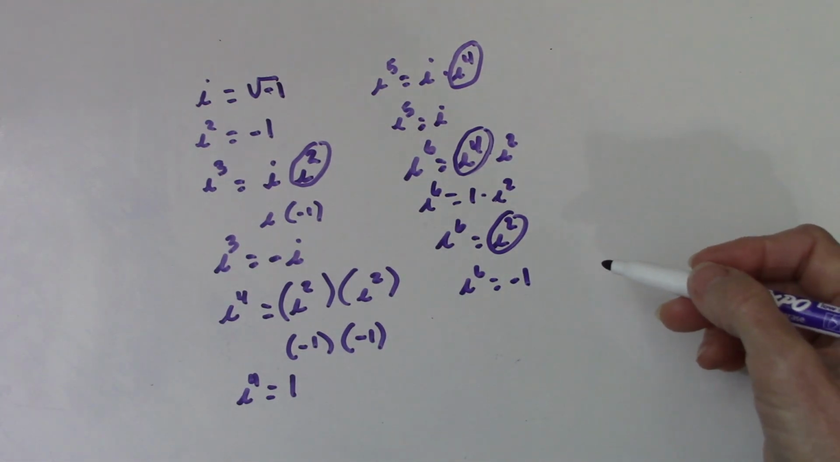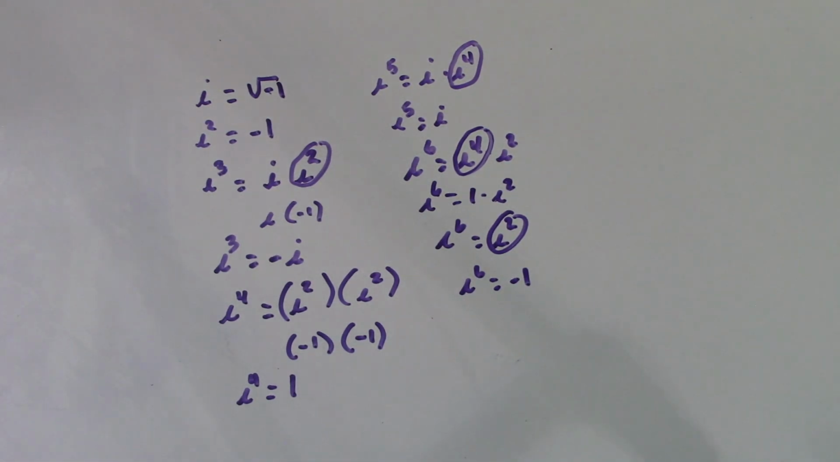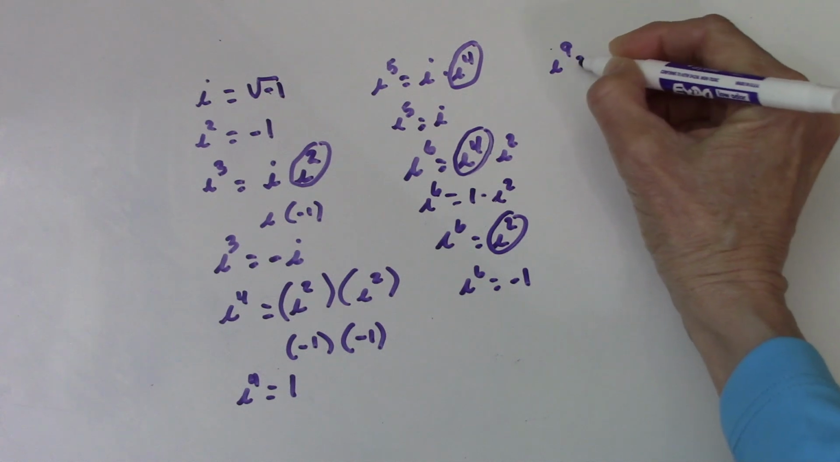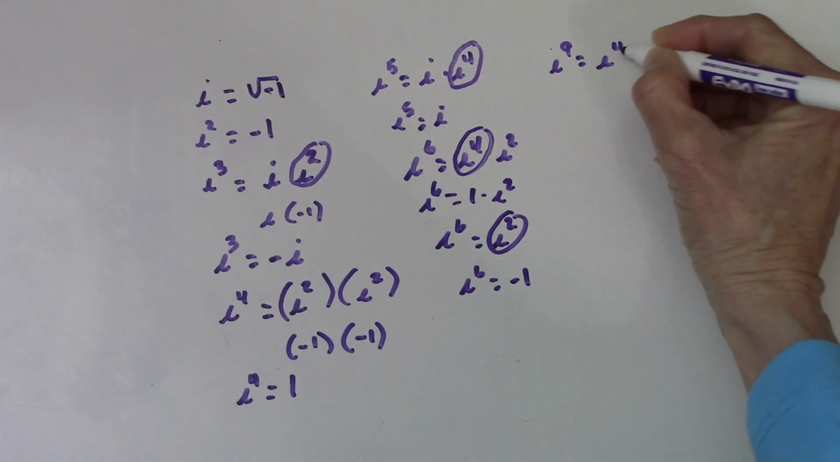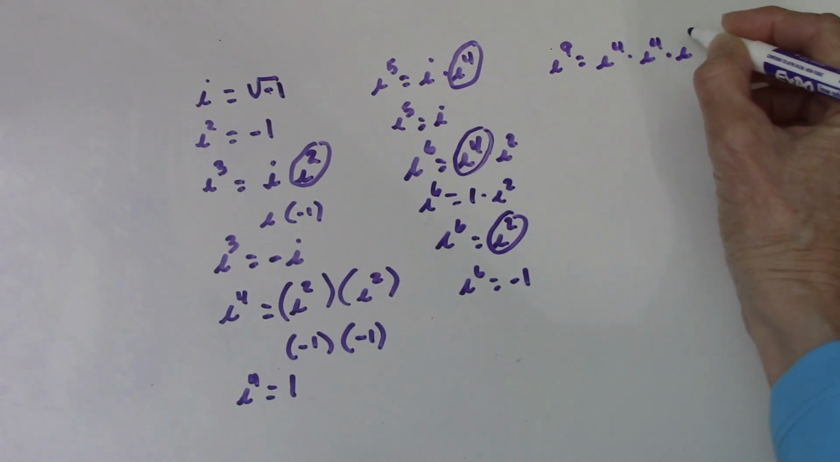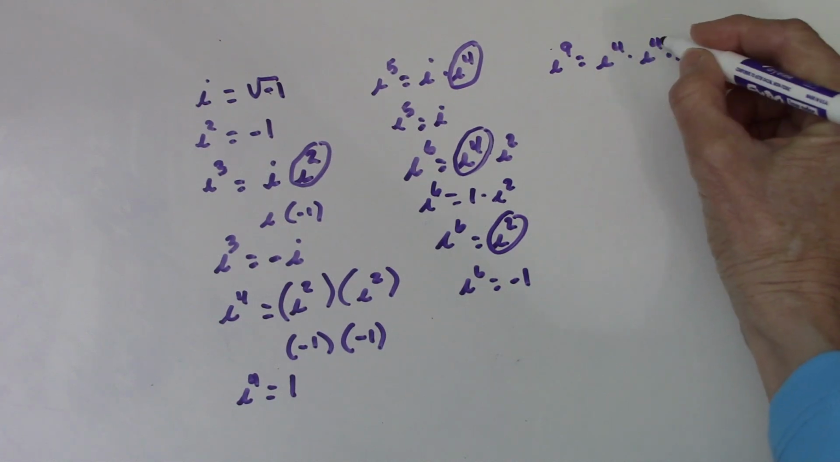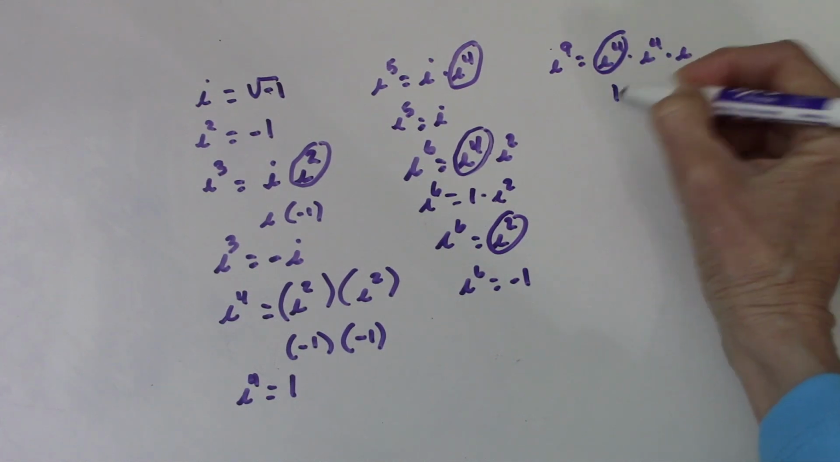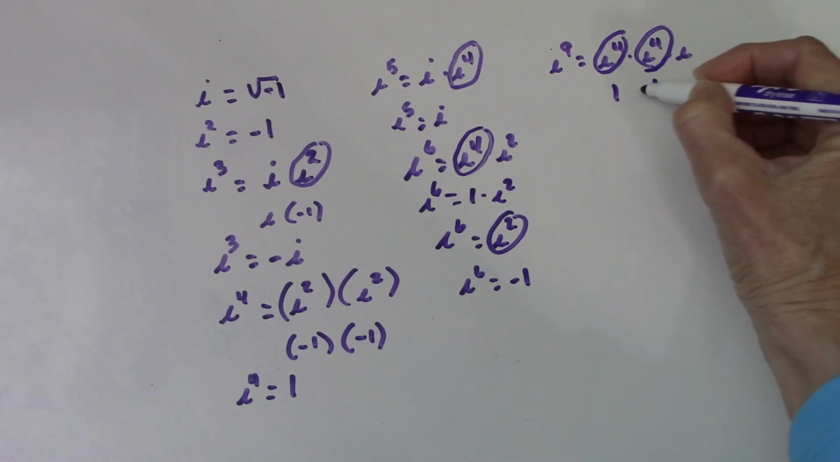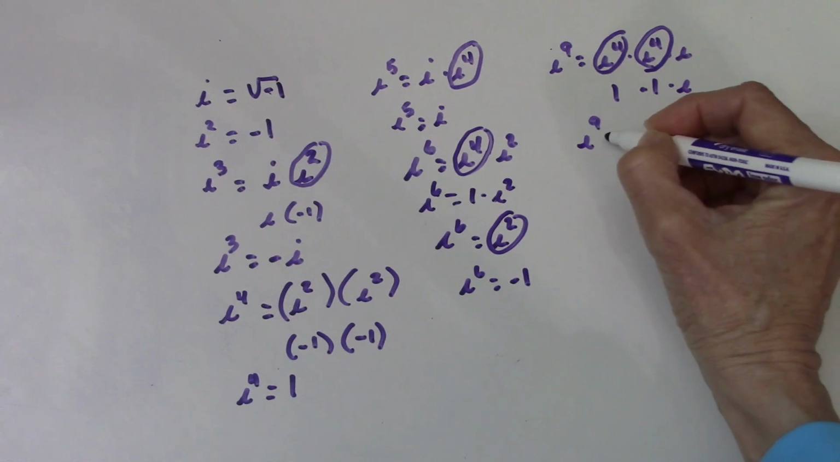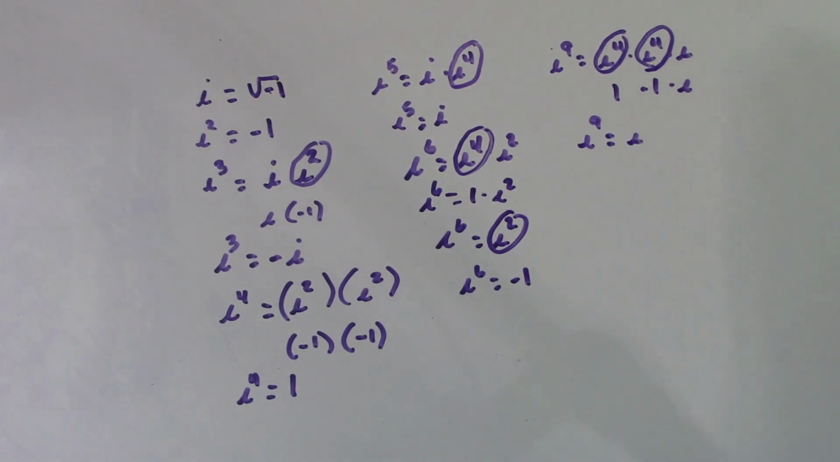And if we continue with other powers, let's look at i to the ninth. We can think of that as i to the fourth times i to the fourth times i. We look at the exponents. That's 4, that's 4, and 4 plus 4 is 8, plus 1 is 9. So this gives us 1 times 1 times i. So i to the ninth is the same as i.